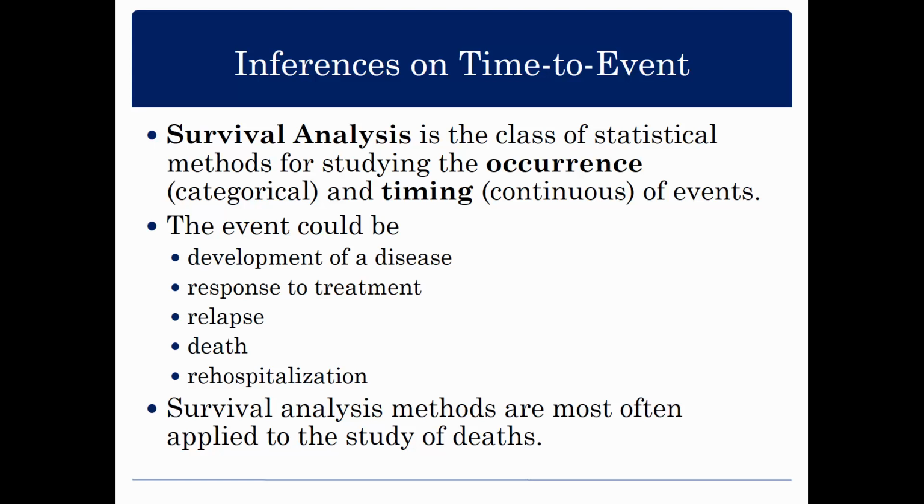So speaking of the study of occurrence and timing of death, survival analysis is a generic term that we use to discuss this kind of class of statistical methods that studies not only whether or not an event occurs, but its timing of occurrence. So did it occur within 4 weeks? Did it occur within 6 months? Did it occur within a year?